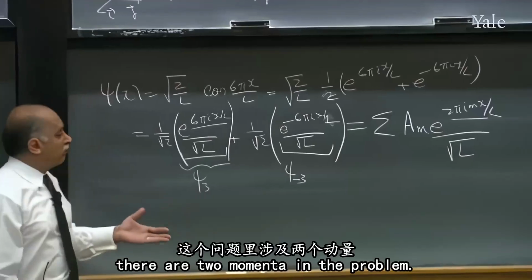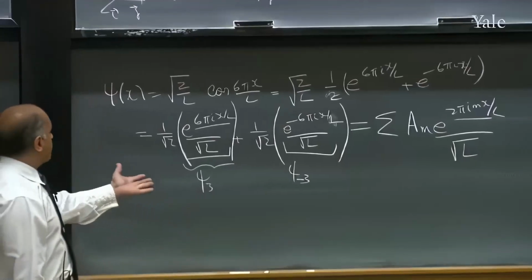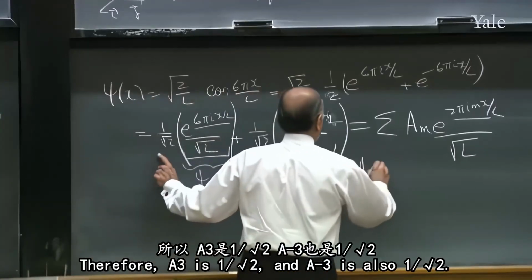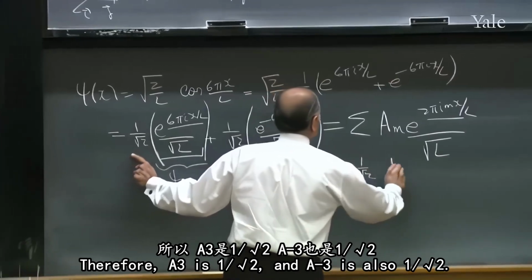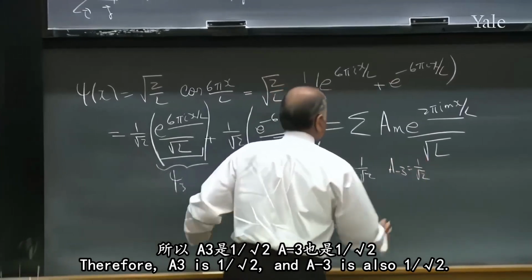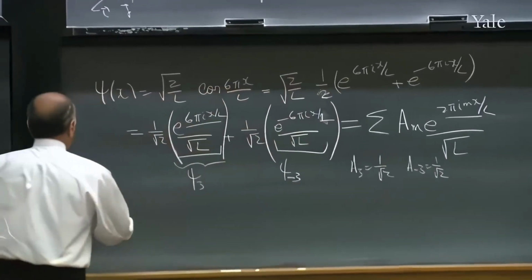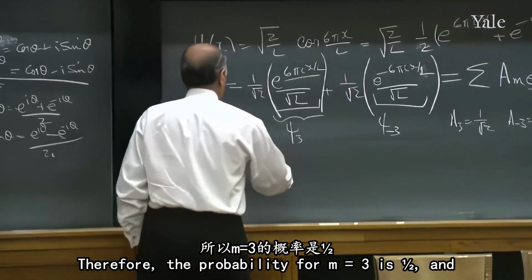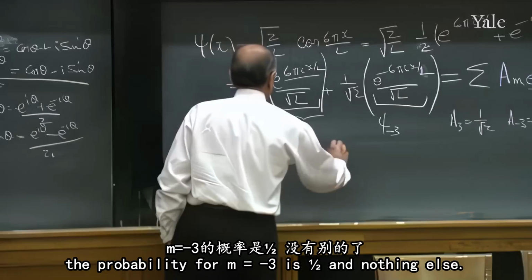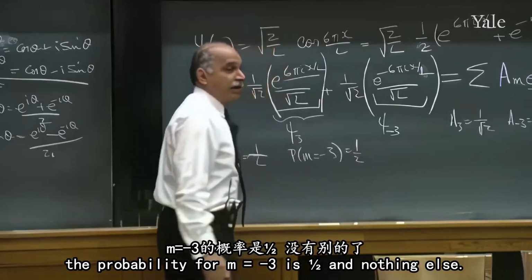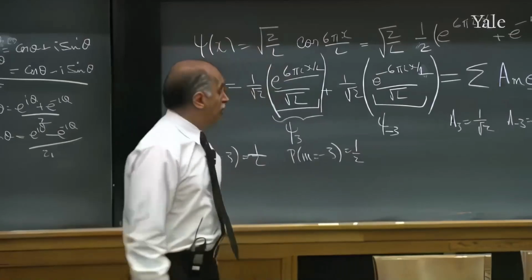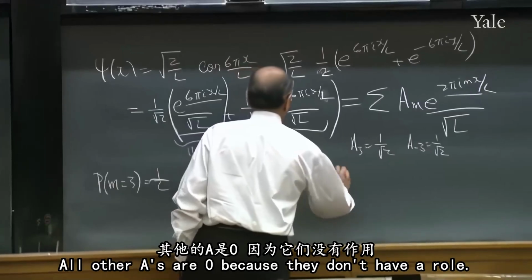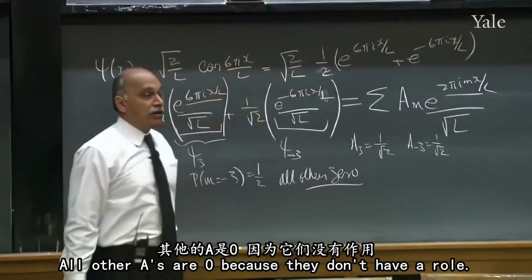Because you can see there are two momenta in the problem. And you can stare at them, you can see right away. Therefore, A sub 3 is 1 over root 2, and A sub minus 3 is also 1 over root 2. Therefore, the probability for m equal to 3 is 1/2, and the probability for m equal to minus 3 is 1/2, and nothing else. All other A's are 0. Because they don't have a role.